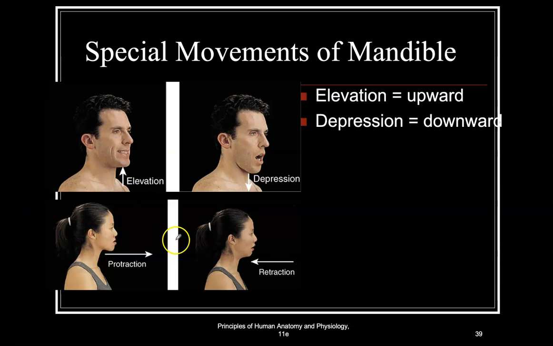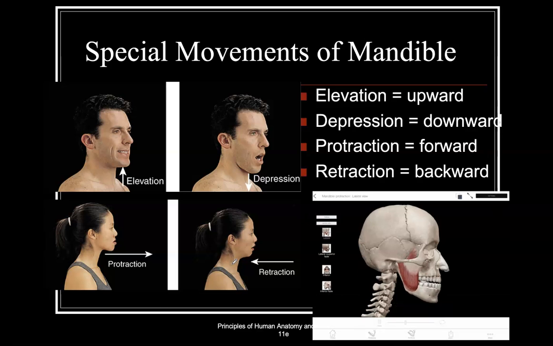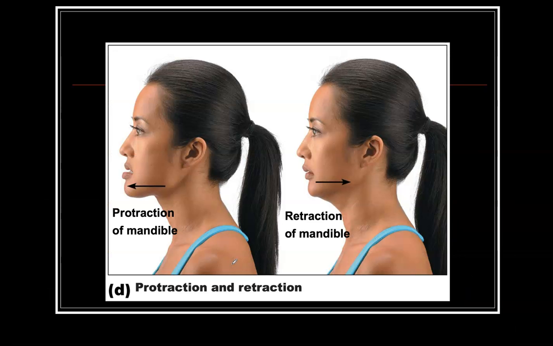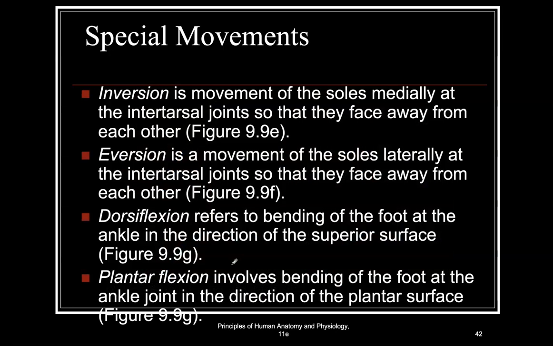And then there's protraction and retraction of the mandible. So protraction is you're gonna push your jaw out, okay? That's protraction. And then retraction is pull it back in. Okay? Those are just some extra special movements. So there you can see protraction, and then when you pull it back in, it's retraction. All right, and then there's a couple other extra special movements.